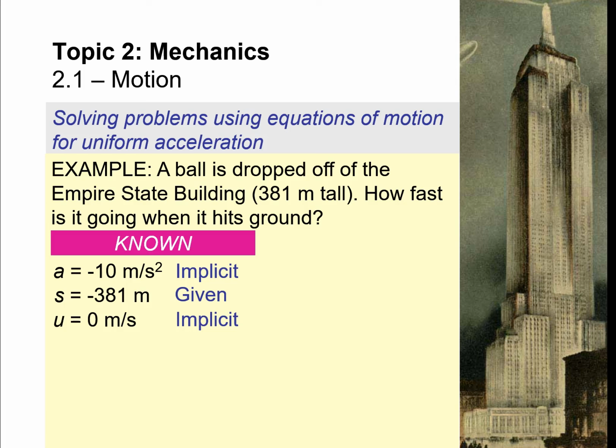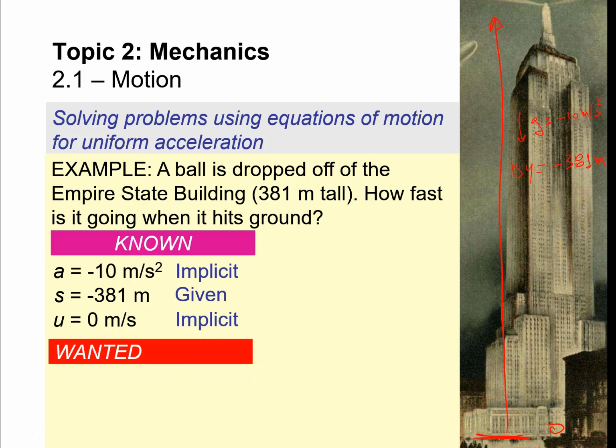Notice that in Tim's solution, what he is doing is setting a reference frame with the 0 maybe down here at the ground, and positive up. In that way, the acceleration due to gravity, g, is going to be negative 10 meters per second squared. And also, my delta y is going to be negative 381 meters.